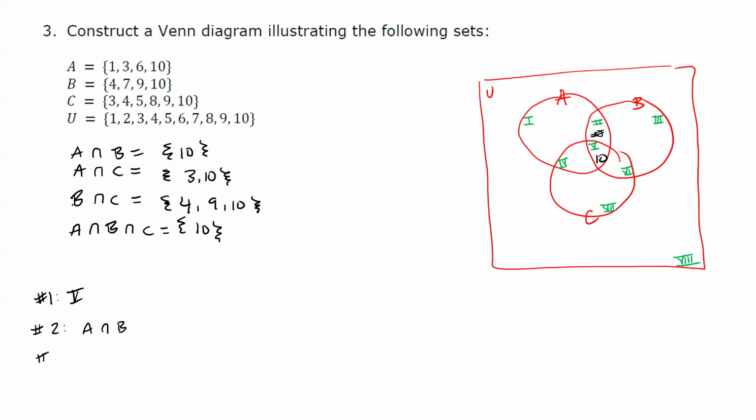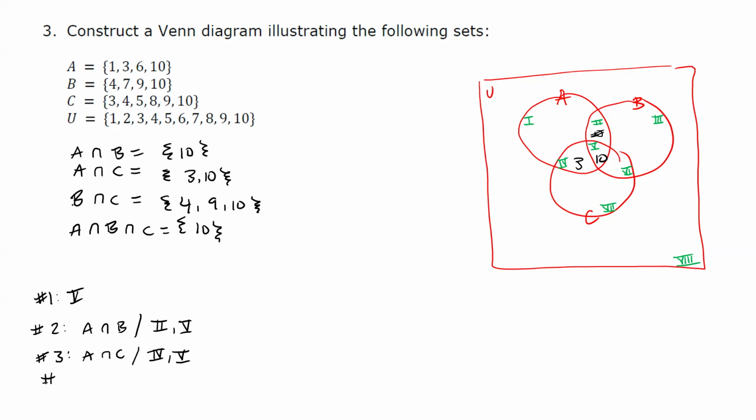Okay, third step is going to be A intersect C. Let me put some regions here. So A and C would be region 4 and 5. A and C have 3 and 10 in common. So 10 is already there. So 3 would go here.